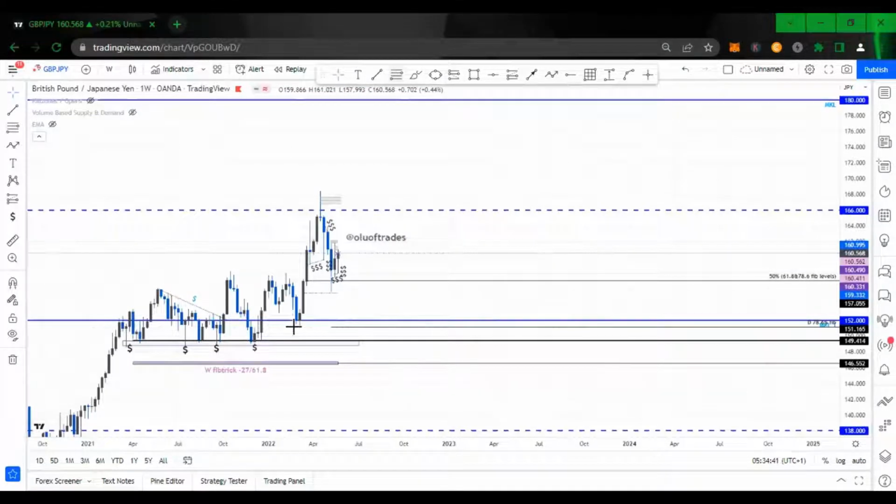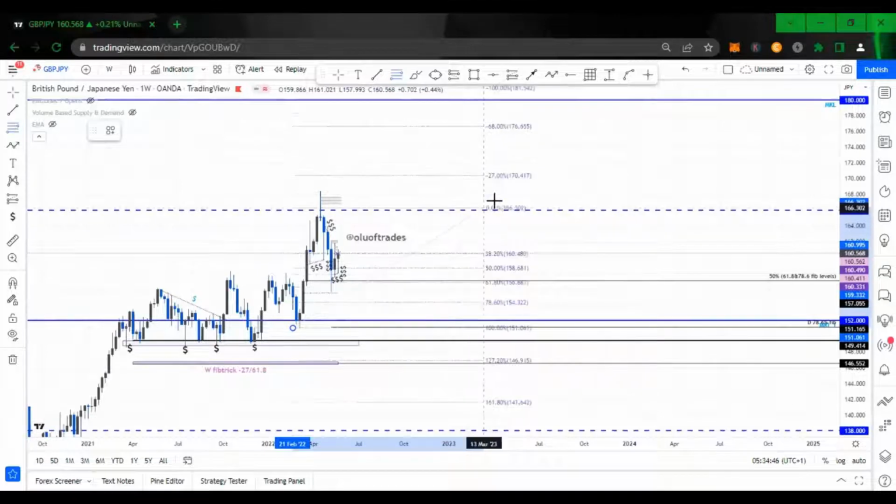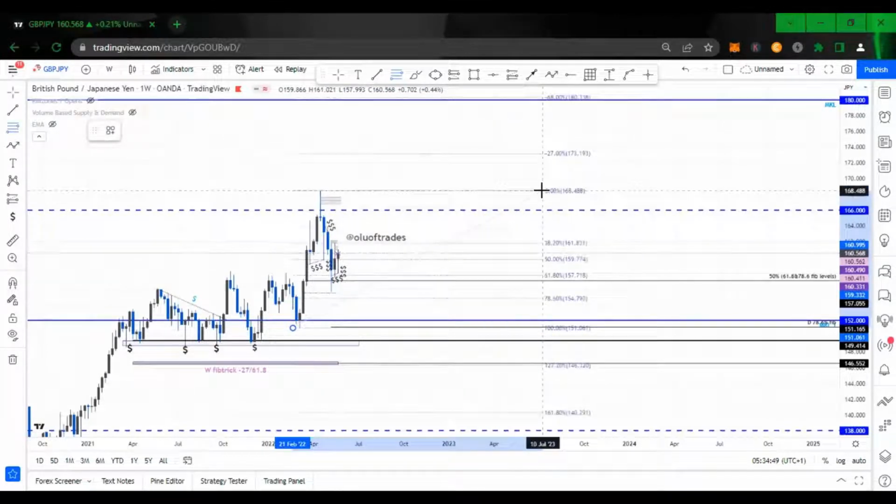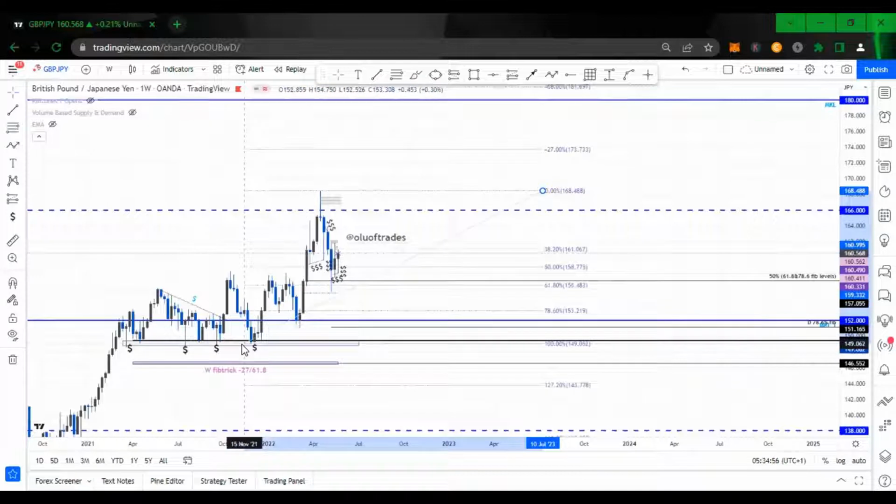Okay. I did it to this point right before it hit this top. I marked out my 61.8 here. If you draw your fibs on the weekly time frame, you get these things easily. So let me see here. Oh, this is it.